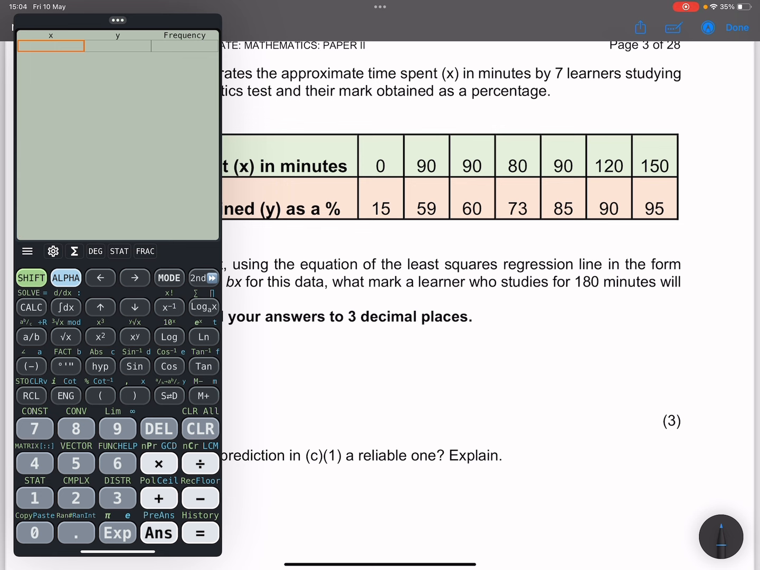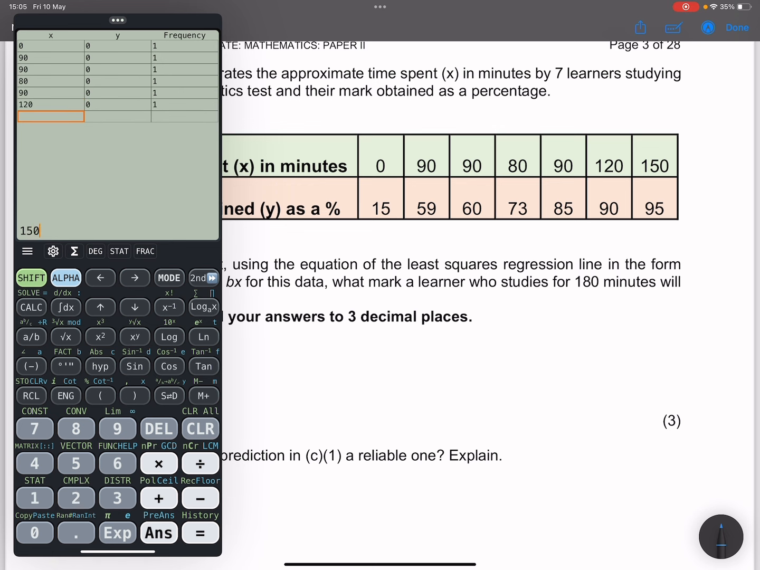Firstly, our x values: 0. Remember, every time you put in your data, you have to press equal to. The second one is 90. The next one is 90. Next one is 80. The next one was 90 as well. The next one is 120. And the last one is 150.